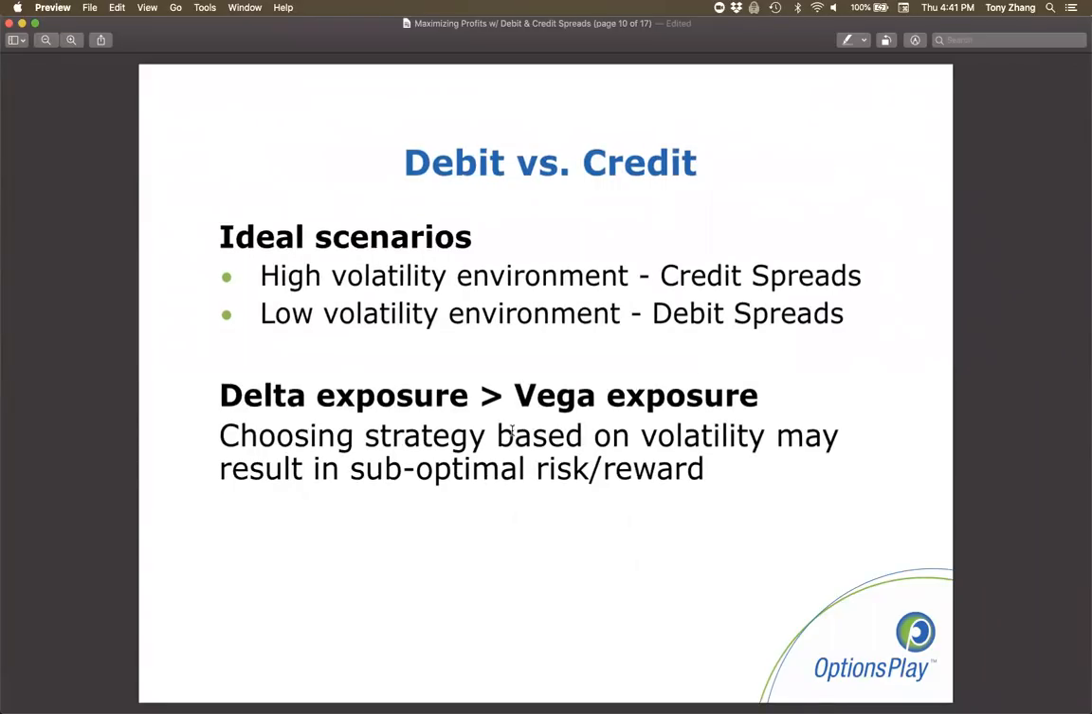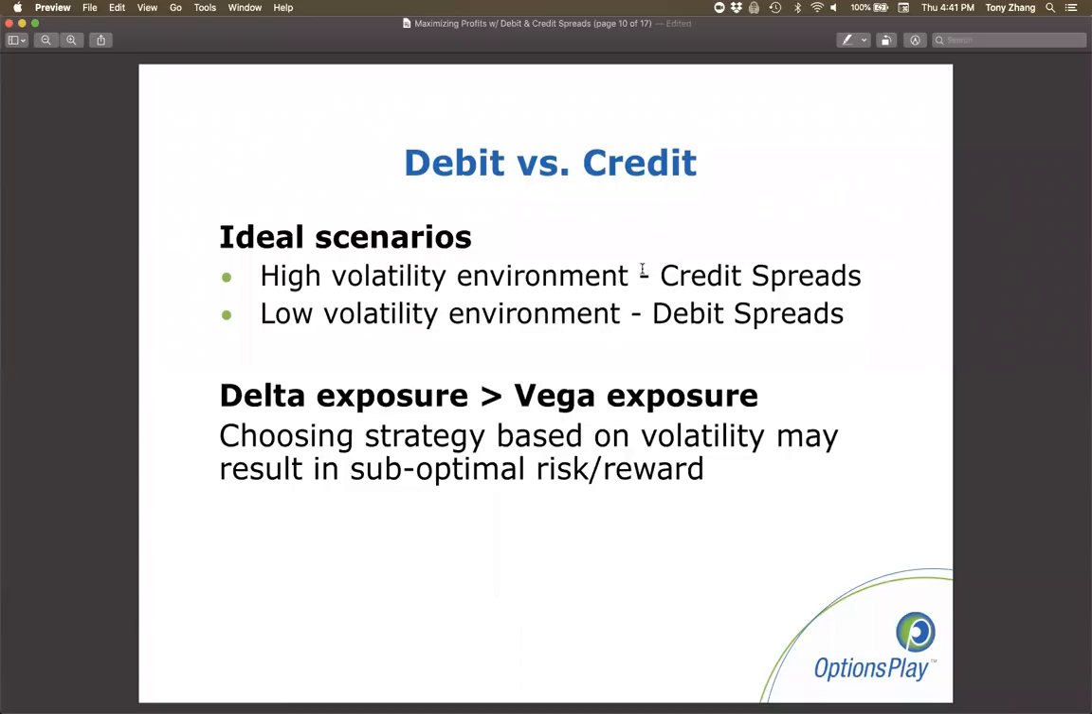So this is a slide that I added because I get this question a lot at the end of this webinar: how do I look at volatility when I'm selecting debit versus credit spreads? And I think a lot of people ask this question because from other services or other platforms, you may have learned that in high volatility environments you should sell credit spreads, and in low volatility environments you should trade debit spreads. And I want to point out that that certainly is a true statement. However, the inverse of that is not. And that's what I want to make sure that people understand.